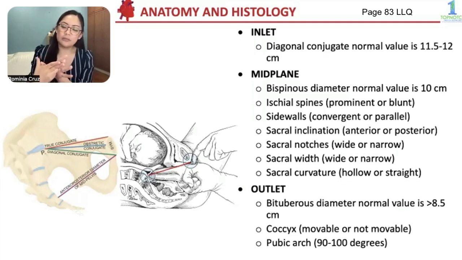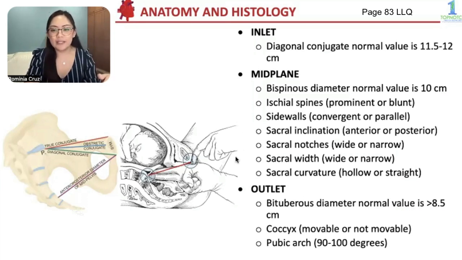Kasi usually ito naman is around 10 to 11 centimeters. So, for an adequate inlet, sometimes, unless you have big hands, you cannot expect na ma-reach mo agad yung sacral promontory. So the midplane, on the other hand, would correspond to the space, again, in your pelvic cavity bounded by your inlet and your outlet.